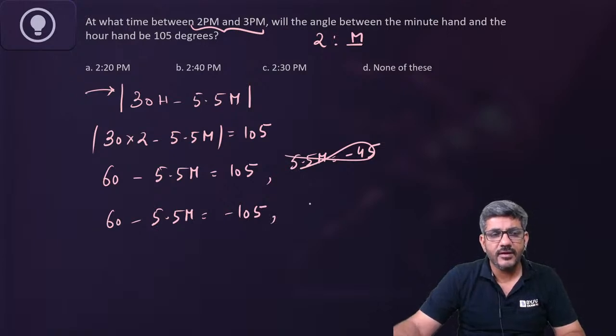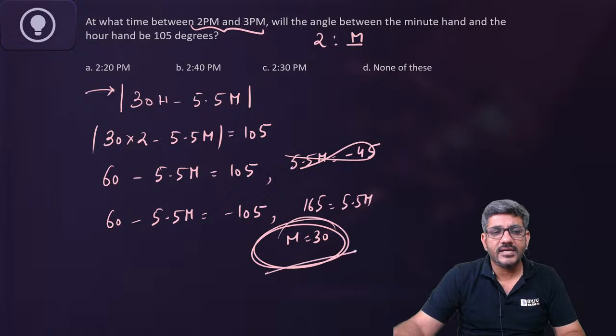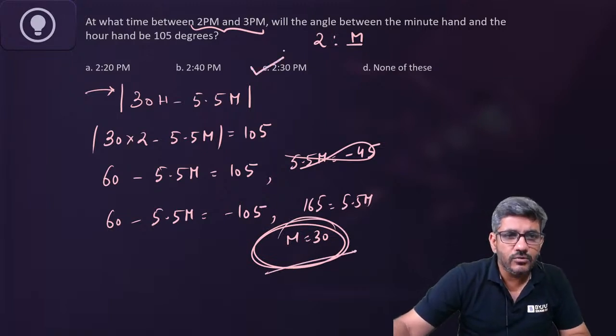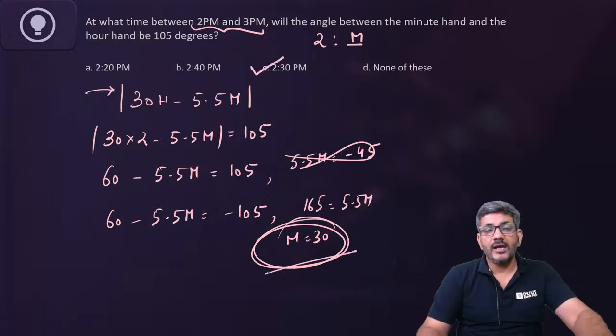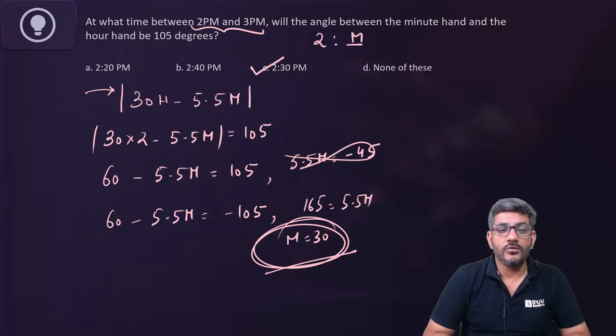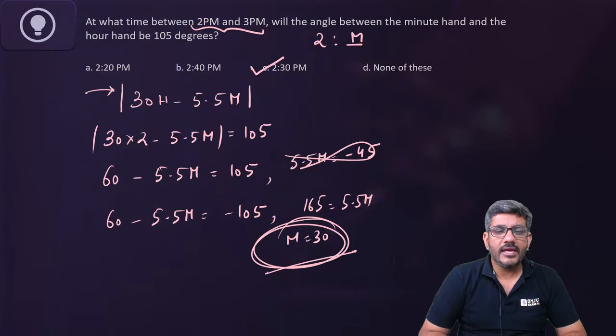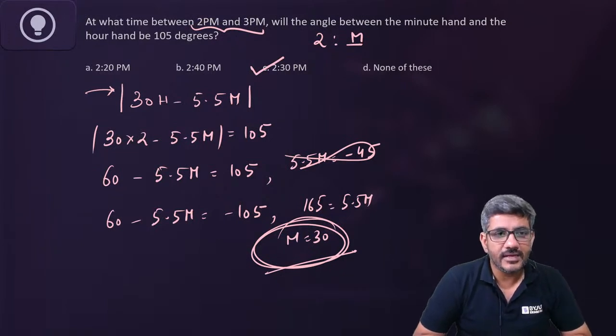This means 165 is equal to 5.5m. This gives me m as exactly 30. That means at 2:30 the angle between the two hands will be equal to 105 degrees. At 2:30 the angle is going to be 105 degrees and that is the right answer for us.